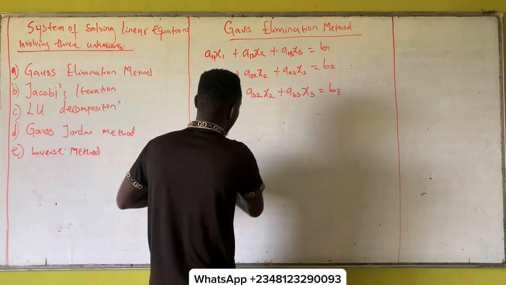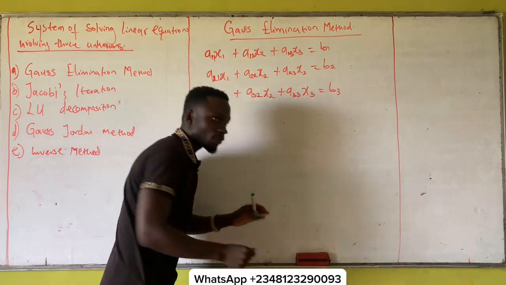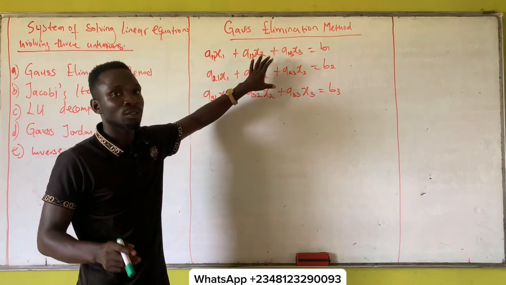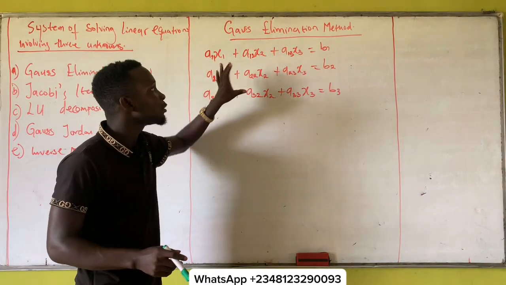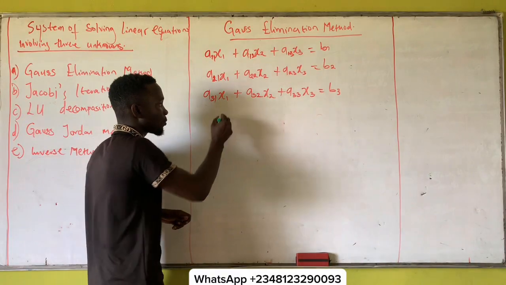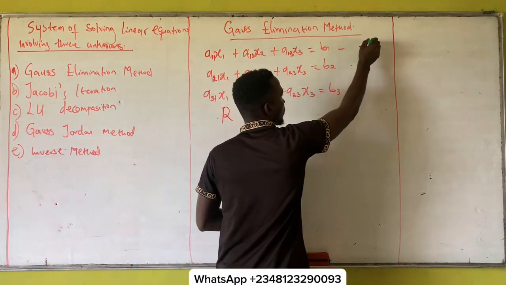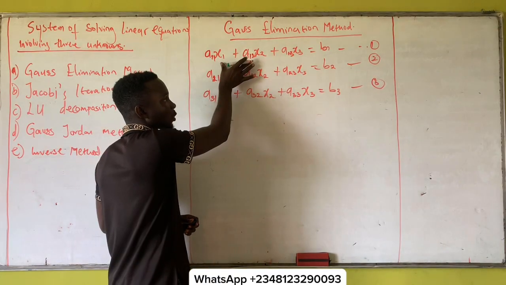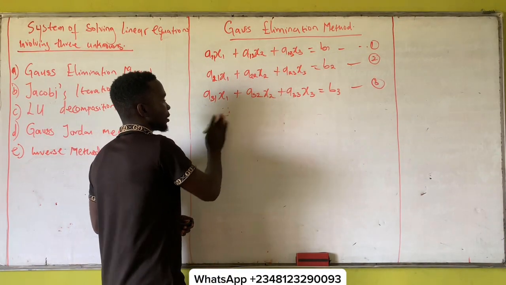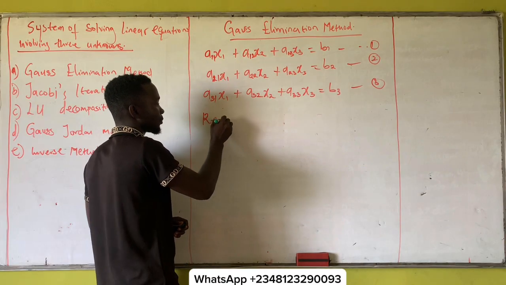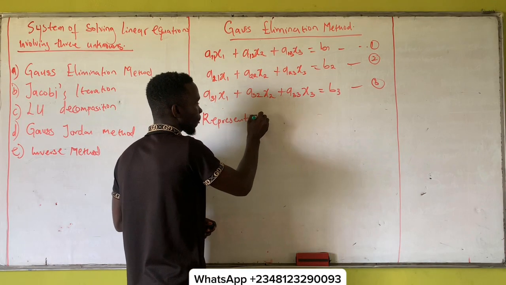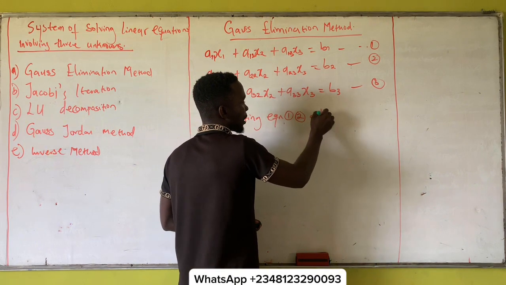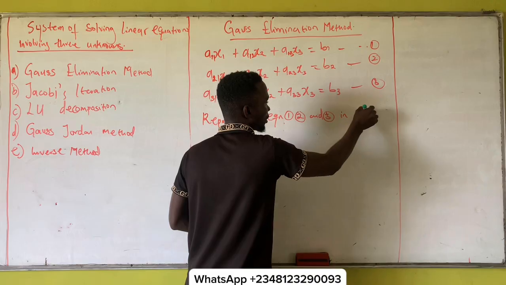So solving with the Gauss elimination method is very easy. All you have to do now is to represent this set of equations in matrix form. How do you represent these equations in matrix? Let's call this equation 1, equation 2, and equation 3. Now let's represent equation 1, equation 2, and equation 3 in matrix.